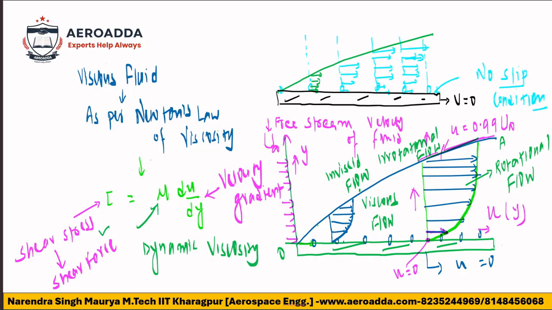The variation of velocity from 0, see here the velocity is 0, and at the outer edge it is nothing but the free stream velocity. So the variation of velocity from 0 to free stream in a very thin region near the solid surface is known as the boundary layer. So if somebody asks you what the boundary layer is, just define it, okay.